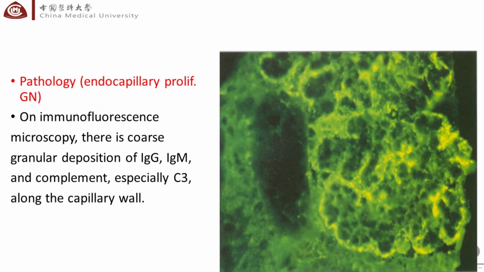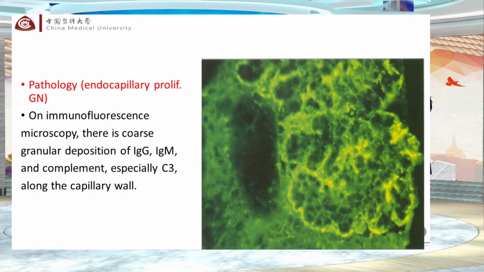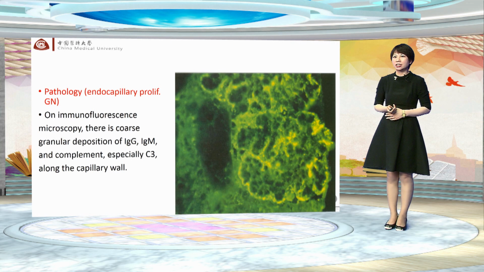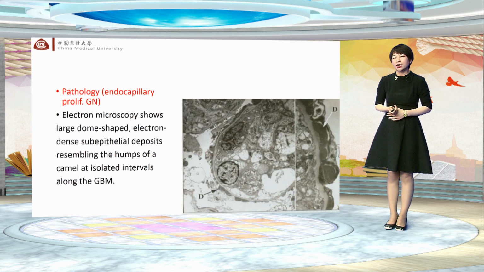On immunofluorescence microscopy, there is coarse granular deposition of IgG, IgM, and complement, especially C3, along the capillary wall. Electron microscopy shows large dome-shaped, electron-dense subepithelial deposits resembling the humps of a camel at isolated intervals along the GBM.